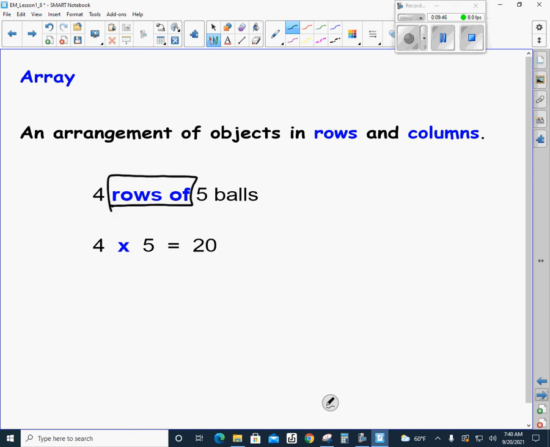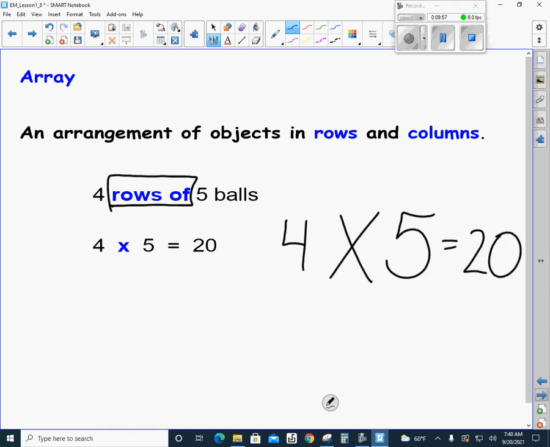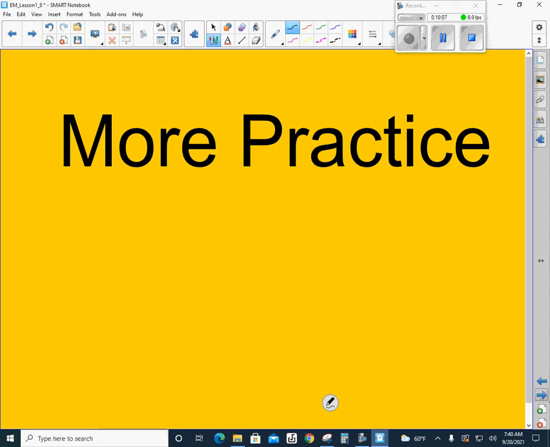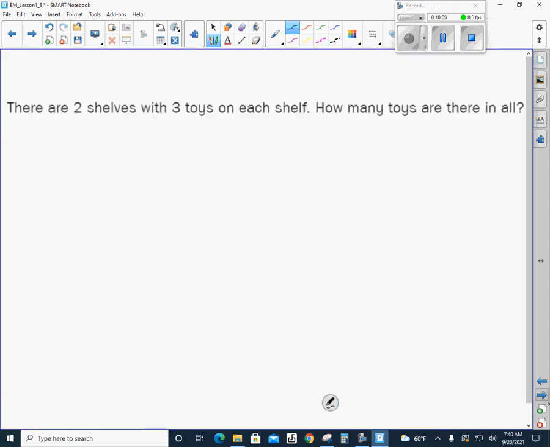I had 4 rows of 5 baseballs. And that equaled 20. So multiplication is equal groups or equal rows. And that is what multiplication is. So let's do some more practice.